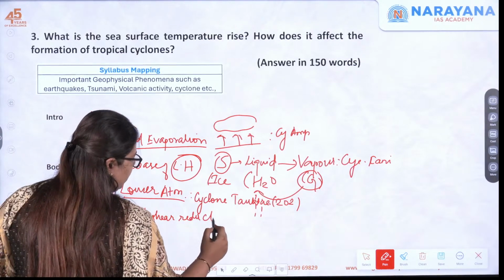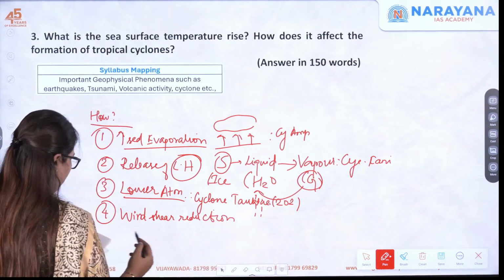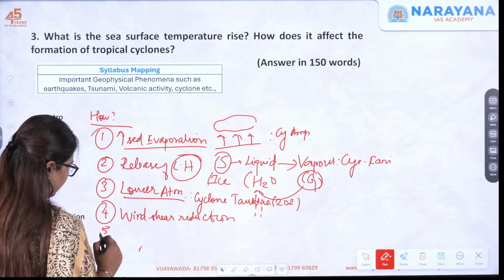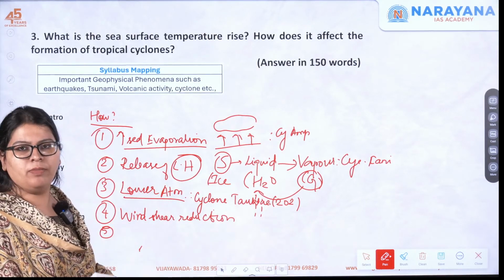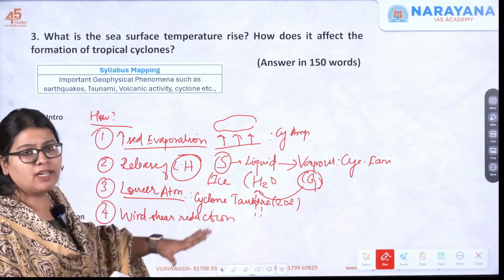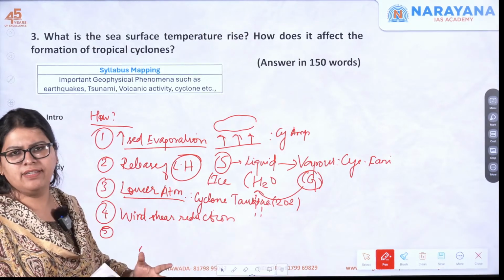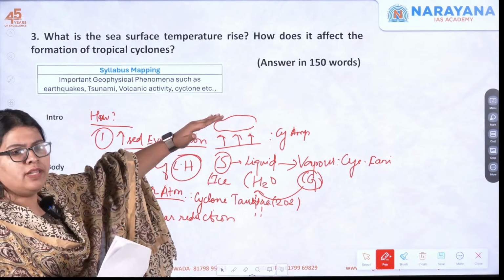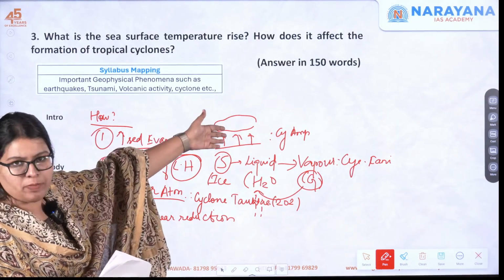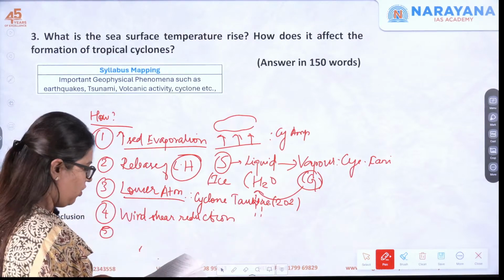Wind shear reduction. And the final one is longer duration. Sometimes, because the system gets warmer and warmer, the tropical cyclones become very, very intense, and it can even move from the tropics to the subtropics. Okay, so that is what is called over here.